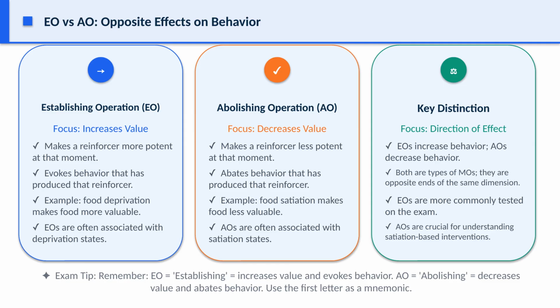Both are types of motivating operations, but they sit on opposite ends of the same dimension. EOs increase behavior, while AOs decrease it. On the exam, EOs are tested more frequently, but AOs are crucial for understanding satiation-based interventions, such as reducing problem behavior by making the maintaining reinforcer less valuable through non-contingent access.